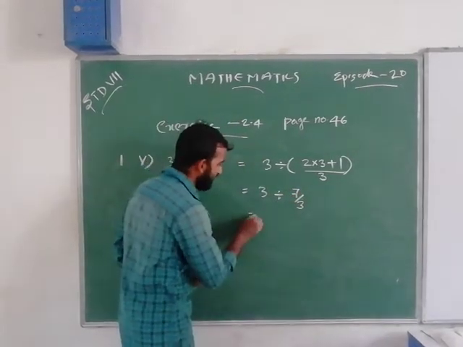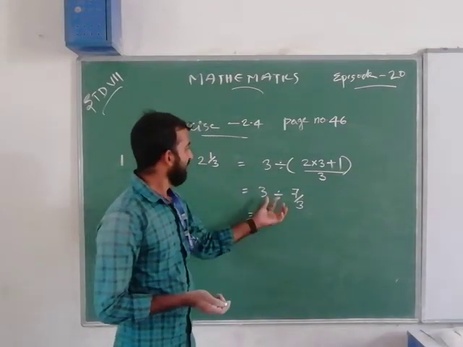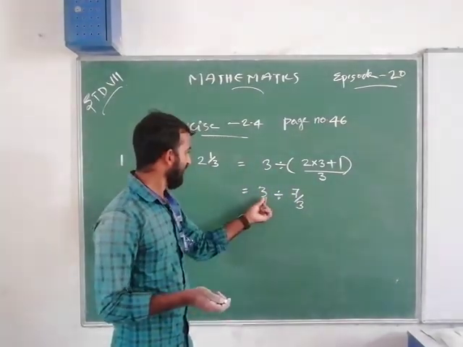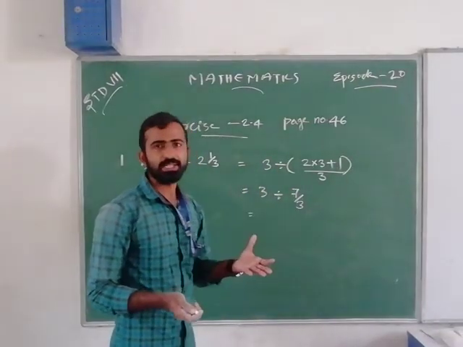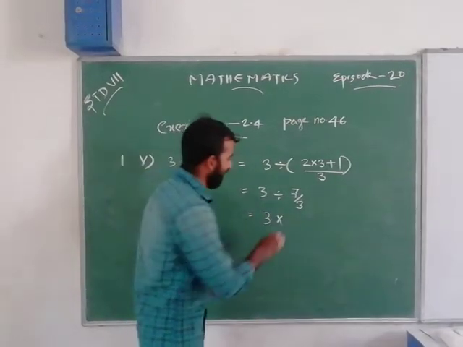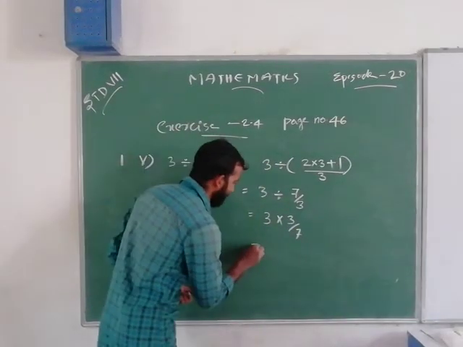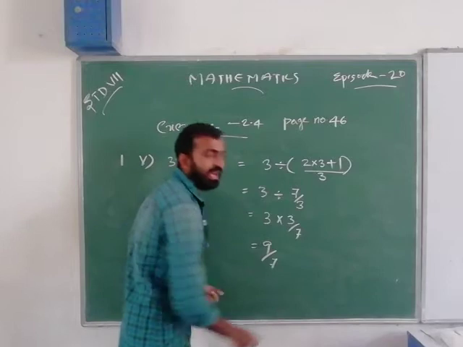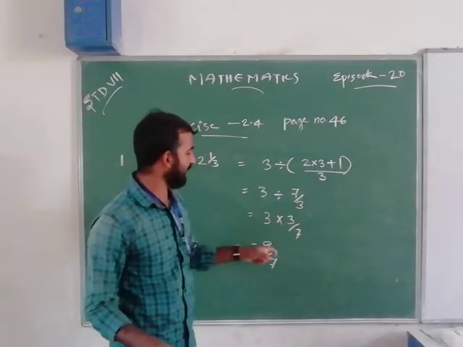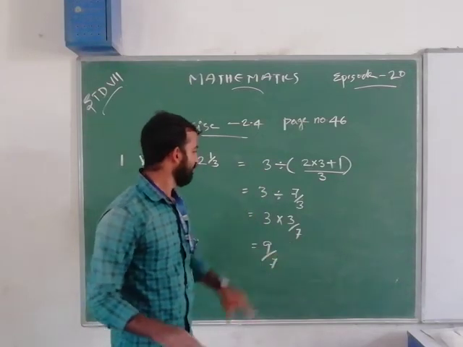That is necessary. We know the division of a whole number and a fraction. Here, 3 divided by 7 by 3, that is 3 into 3 by 7, that is 9 by 7. 3 into 3, we get the product as 9. So we can write 9 by 7.